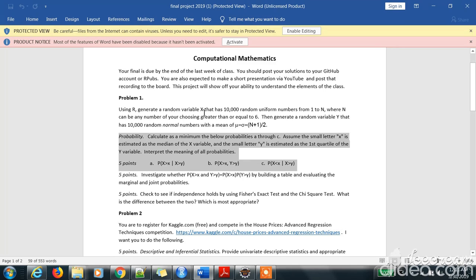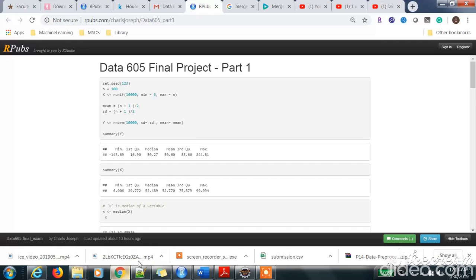So you need to generate two random variables. One is x. X has 10,000 random uniform numbers from 1 to n, where n can be any number of your choice greater than or equal to 6. And y is another random variable which has also 10,000 random normal numbers with a mean of (n plus 1) divided by 2. So in my work, I have created 10,000 random numbers between 6 and n, where n is 100.